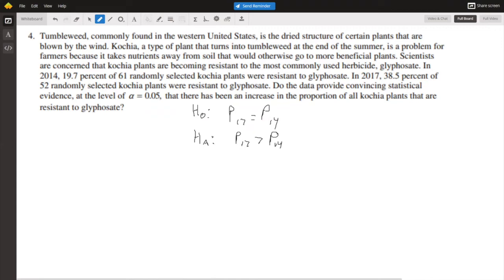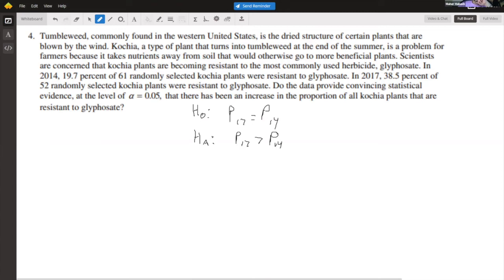Yeah, so since it's less than 0.05, I would reject the null hypothesis and say that there was significant evidence that P17 was greater than P14. Absolutely. So at least at that 0.01 level. Now, that would give us 4 out of 5.